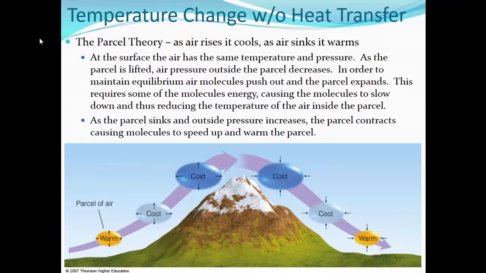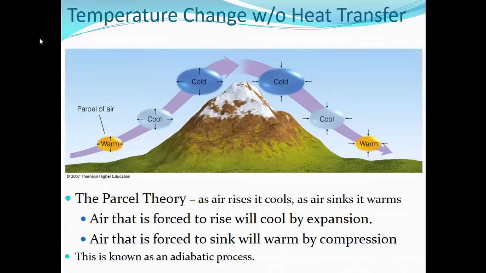So as the air parcel sinks, the outside pressure increases, the parcel contracts, it compresses, causing the molecules to speed up and warm the parcel. Rising air cools, sinking air warms. Rising air cools by expansion, and sinking air warms by compression. Two very important concepts you'll see over and over again. Rising air cools by expansion, sinking air warms by compression.